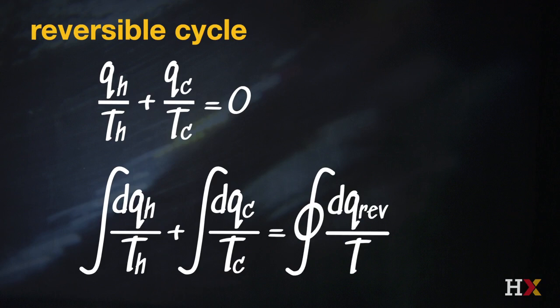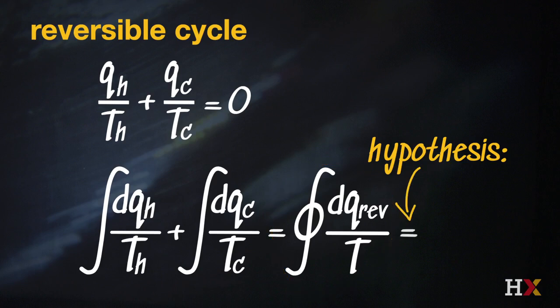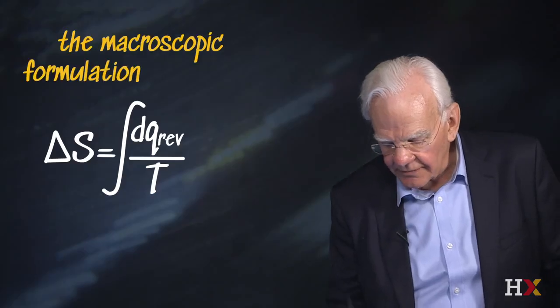Now we say, well, what is that state variable? It's clearly of great importance. And the hypothesis is that that quantity, namely the differential incremental addition of heat and the extraction of heat during that cycle on a reversible path divided by temperature, is indeed exactly equal to the change in entropy. And so that is the basis for the macroscopic formulation of entropy.